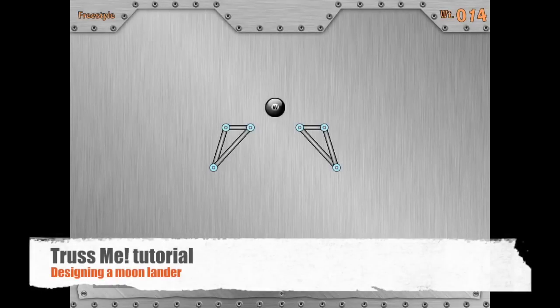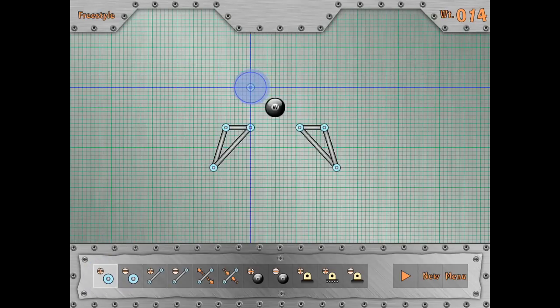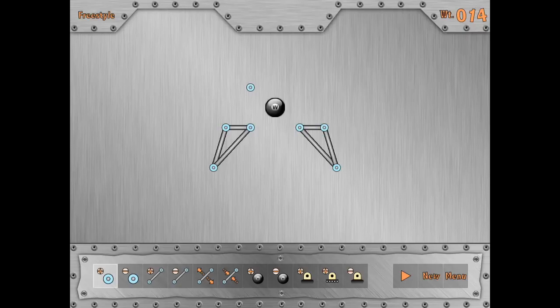In this video, I'm going to demonstrate how to use Truss Me to design the structure of a moon lander. Using the button for adding joints, we first insert two joints with the purpose of creating a protective cage around the payload.